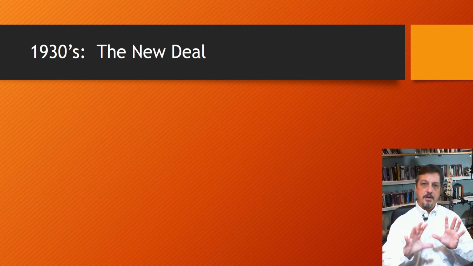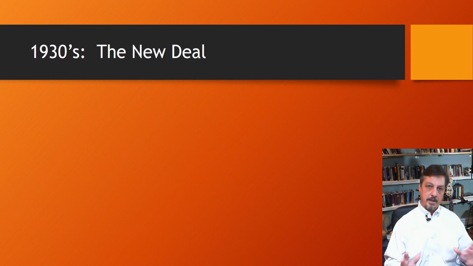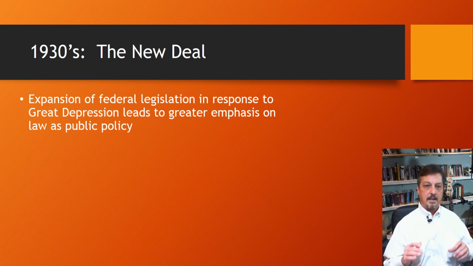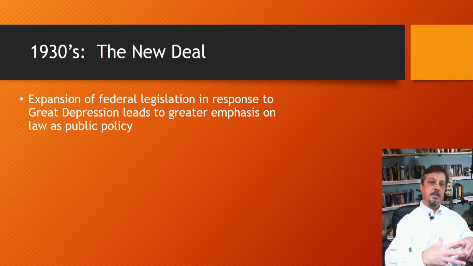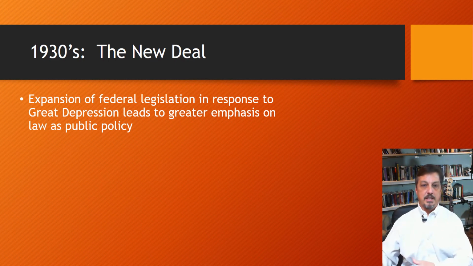Moving into the 1930s, we have this really critical period for American history and American law: the New Deal. Remember that the New Deal is an expansion of federal legislation in response to the Great Depression. The Great Depression is this tremendous economic and social crisis. FDR comes into office promising a New Deal for the American people, and this takes the form of economic regulation, labor regulation, government infrastructure programs, all of these sorts of things.